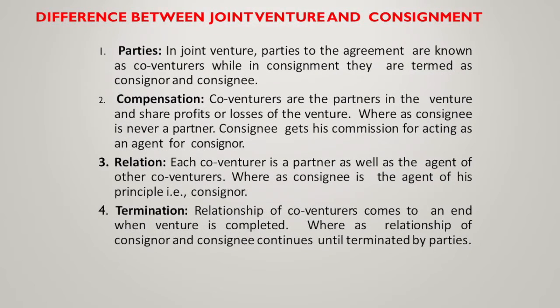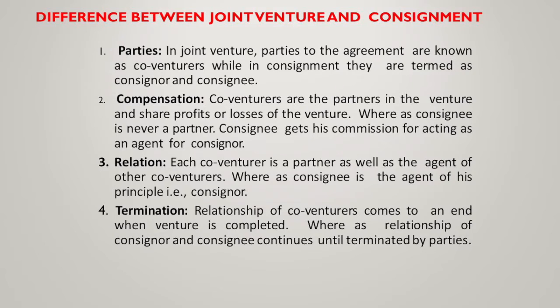Now the point we are going to discuss is the difference between joint venture and consignment. In joint venture, parties to the agreement are known as co-venturers. In consignment, only two parties are there. Who are they? Consignor and consignee. Joint venture parties are co-venturers. Consignment parties are consignee and consignor.